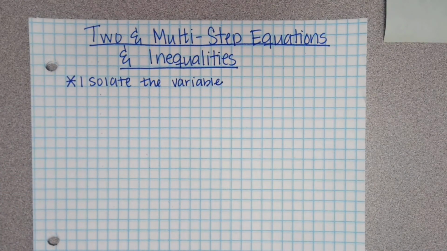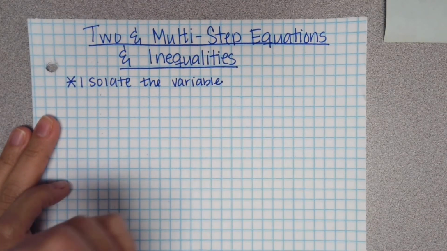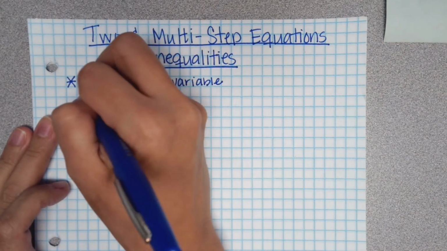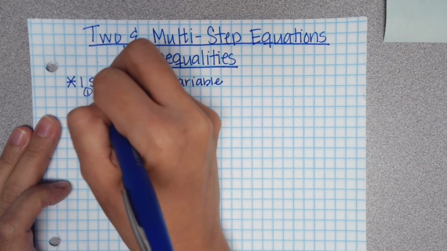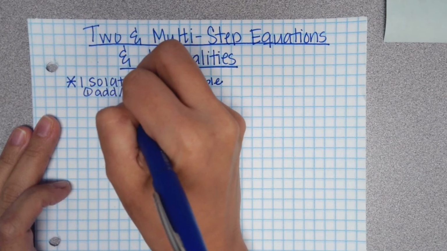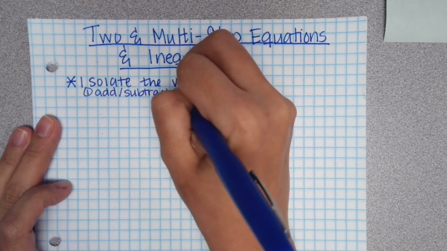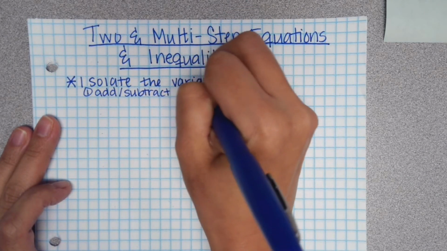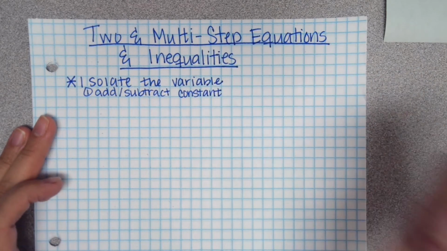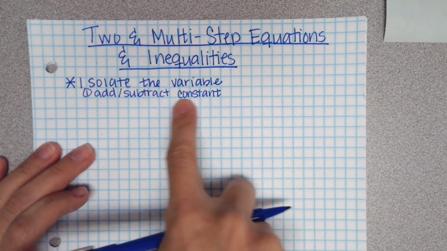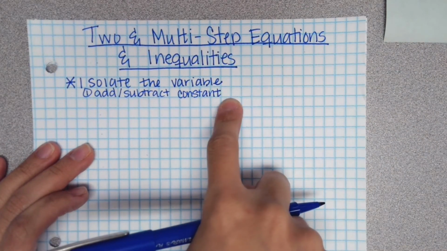Last time we did one-step equations, which was just doing the opposite of what was being done. So right now we're going to look at two-step equations first. For the two steps, first you add or subtract the constant. The constant is the one without the variable, so the one without the x, the single number.